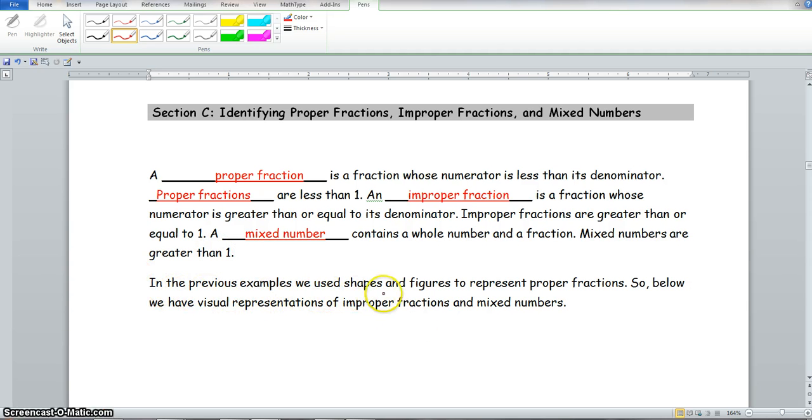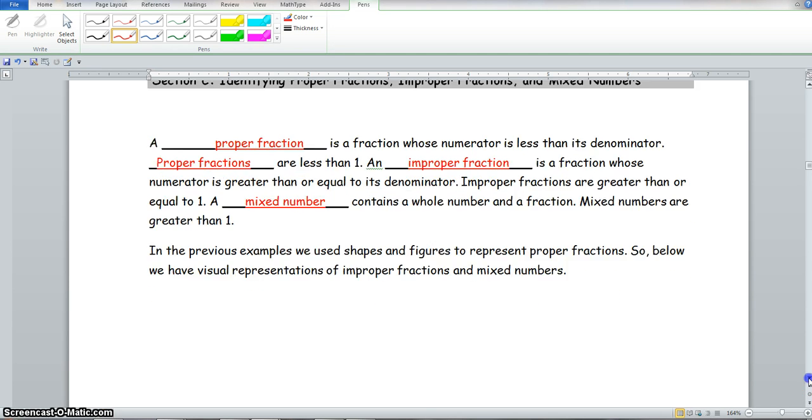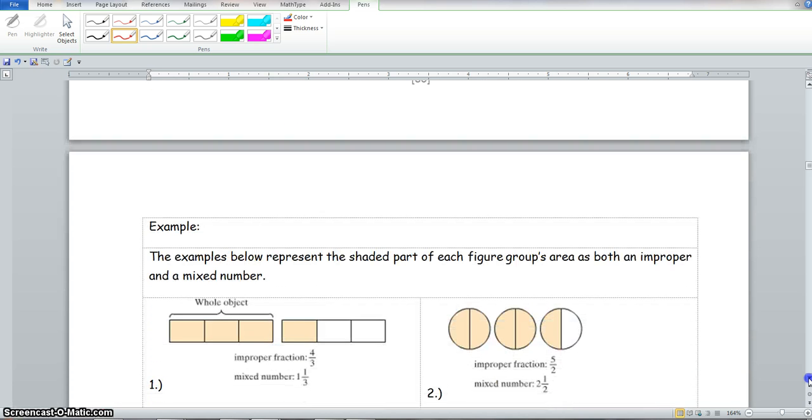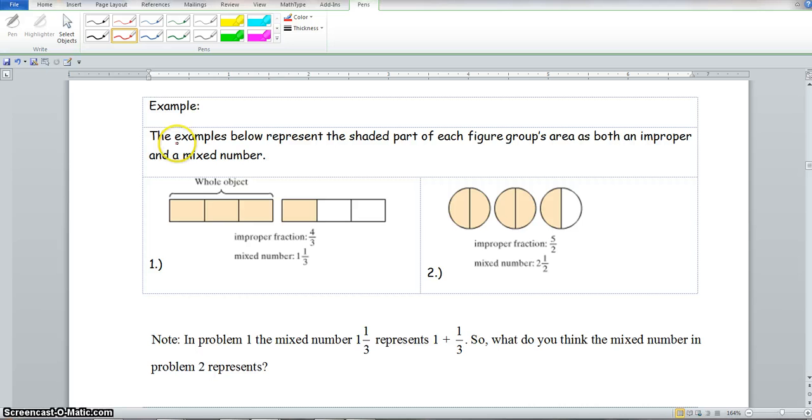In the previous examples, we used shapes and figures to represent proper fractions. So below we have visual representations of improper fractions and mixed numbers. Now we have this example here. The examples below represent the shaded part of each figure group's area as both an improper and a mixed number. Now if you notice here, these are 2 separate figures here. So if you look here, if we just did the shaded part would be 4. And what we would do is both of these are broken up into 3, so it'd be 4/3.